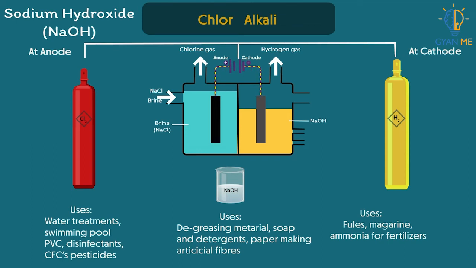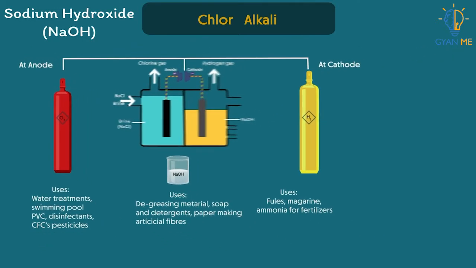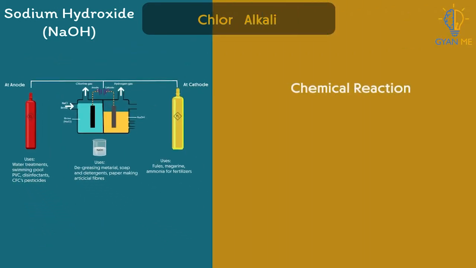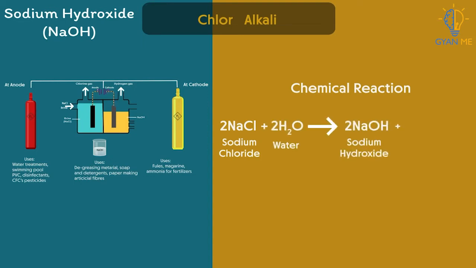Pause the video and look at the screen. You can see the uses of each of the products so formed during the chlor-alkali process. The chemical reaction of this process is NaCl plus H2O gives NaOH plus Cl2 plus H2 gas.